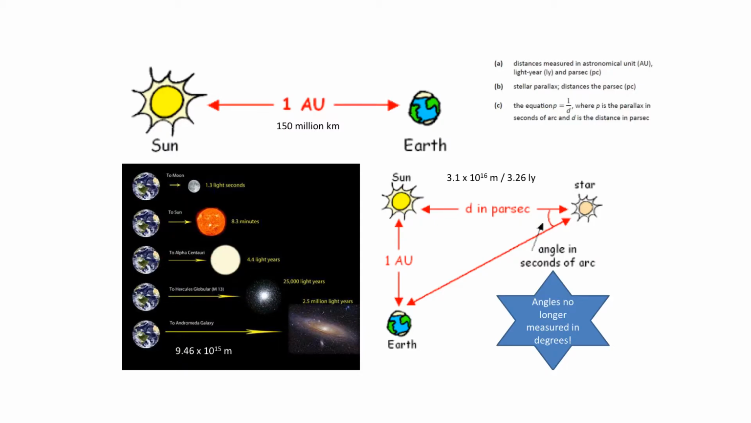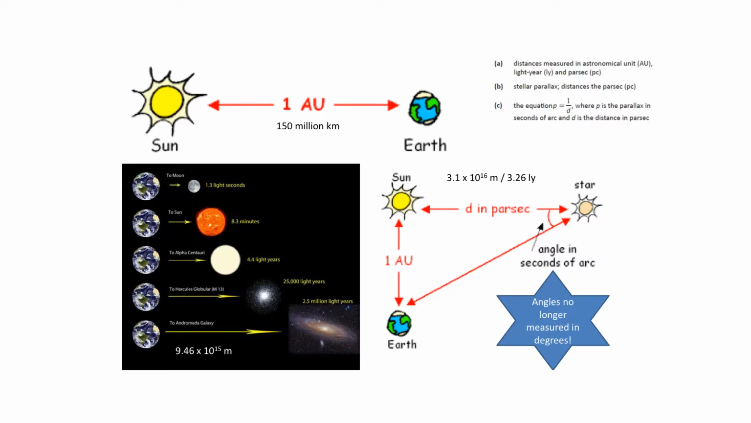But if we want to maybe go to another star, Alpha Centauri, then that's about 4.4 light years away. So it takes light 4.4 years to reach us before we then notice it. And light years can be really useful, but then when we start looking at other galaxies, 2.5 million light years away, the numbers are starting to get large again. And what we then will use is another unit, and that one is called the parsec.